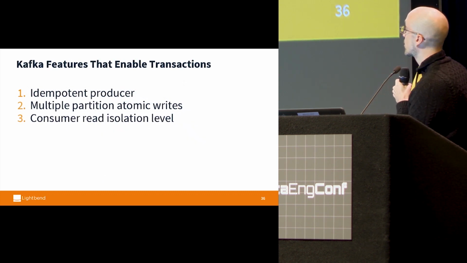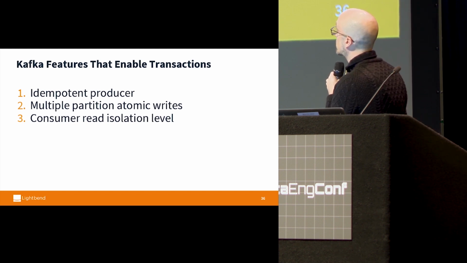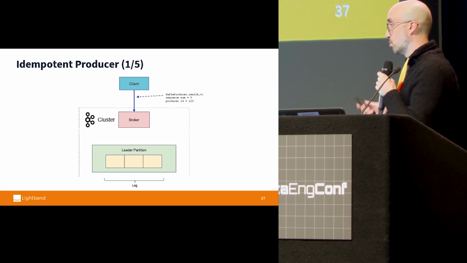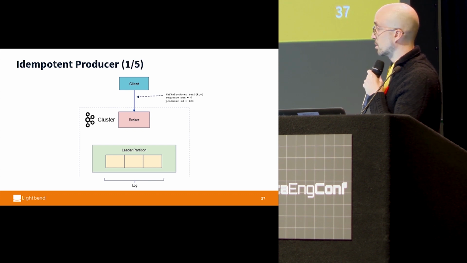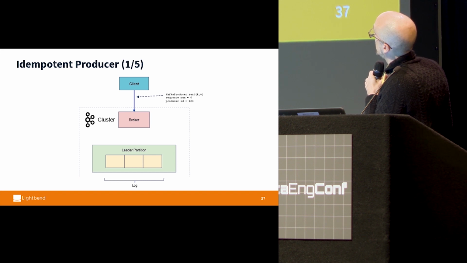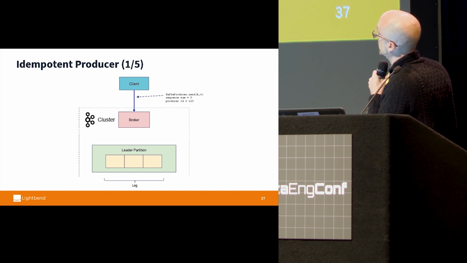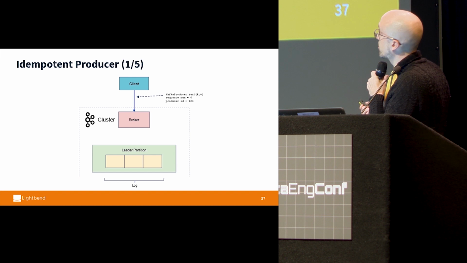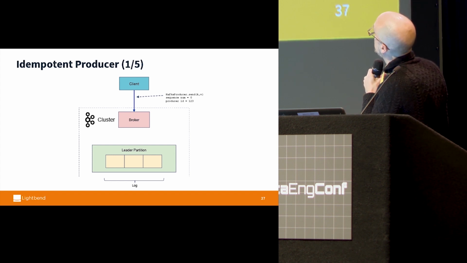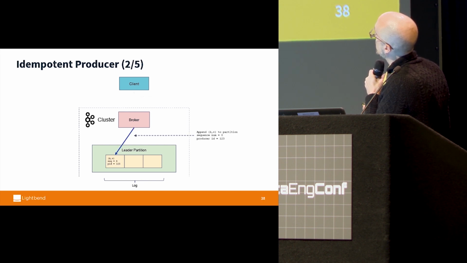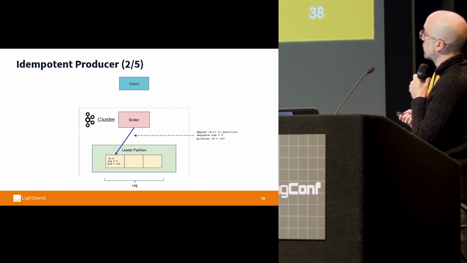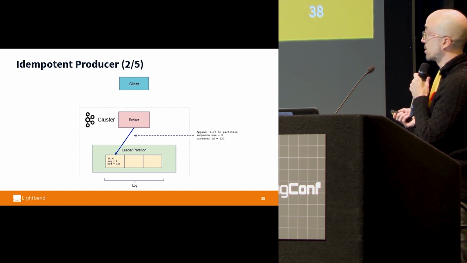So the 3 features that enable transactions in Kafka are idempotent producers, multiple partition atomic writes, and consumer read isolation level. Idempotent producers are really easy to explain. All the transactional semantics from the client perspective are built into the Kafka producer API. So you have a client here, it's joined the cluster, it has a producer ID. This is an ID that gets generated by your Kafka cluster for you, and it's kind of like a session identifier. And then you have a sequence number that's 1-to-1 for every partition that you're producing to. So you're sending your first message here, starting from 0, with this producer ID. The broker receives it and persists it into a partition, along with that metadata. And now the broker is expecting the next message, which would have a sequence of 1 for this particular partition.